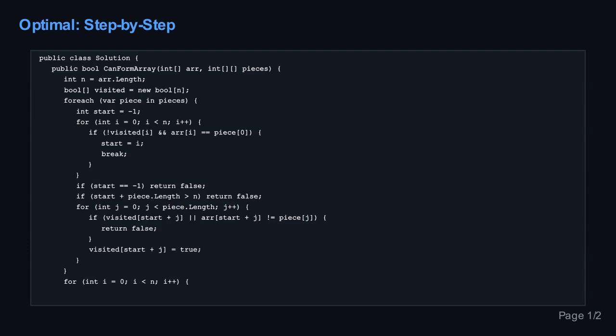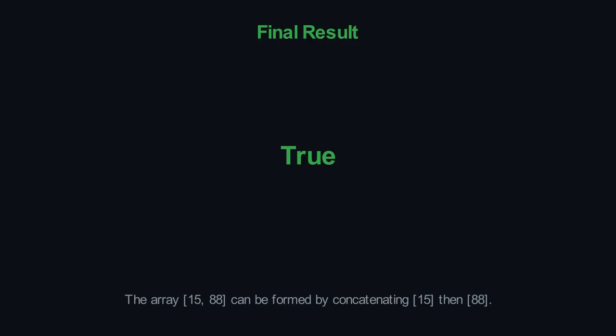The element is 88. We look up 88 in our dictionary and find the piece 88. We compare ARR at index 1, which is 88, with the first element of the piece 88. They match. We advance our ARR pointer by 1. We've now processed all elements in ARR. Since we successfully matched all elements of ARR using the given pieces in the correct sequence, the result is true. We formed 15, 88 by concatenating 15, then 88.